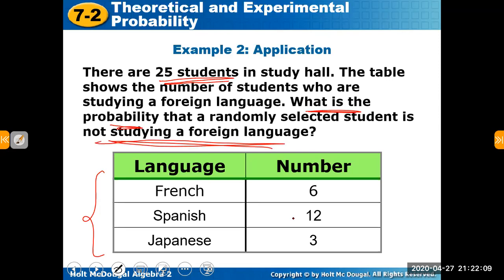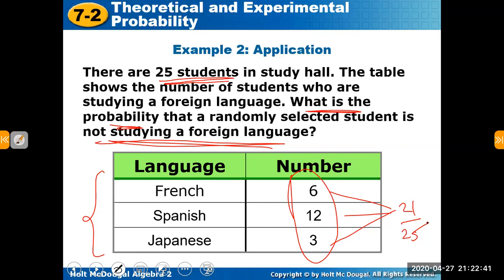So these are the students who are studying foreign language. So how many are there total? 6 plus 12 plus 3. It is 21. So 21 students are studying foreign language. Out of how many students? 25. 21 students out of 25 are studying foreign language.